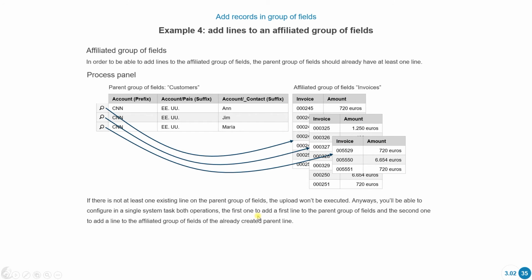Anyways, this isn't going to be a problem because when we're performing operations with system tasks, we could say, okay, the first operation is bring all my accounts that meet a certain condition to my group of fields. And the second operation could be bring to the affiliated group of fields that's called invoices, all the invoices of each one of these accounts. Okay.